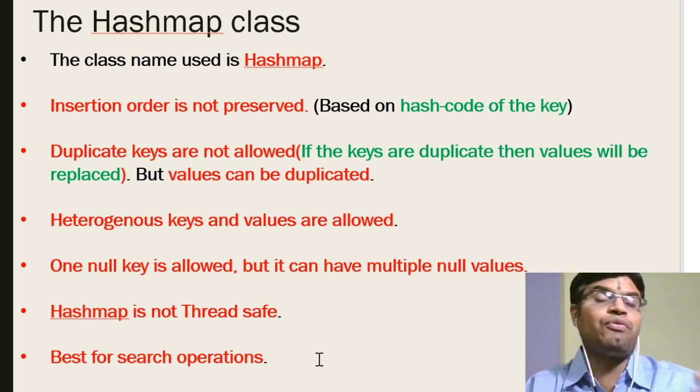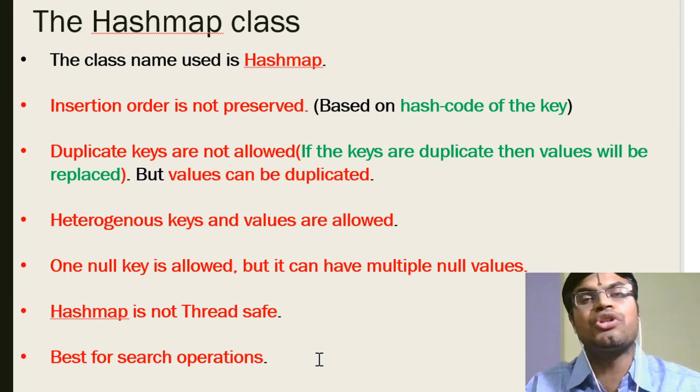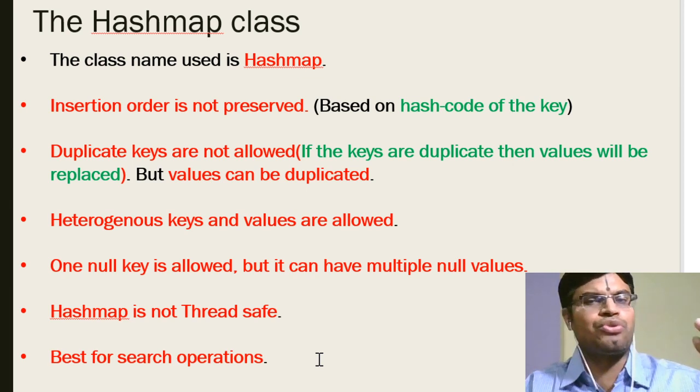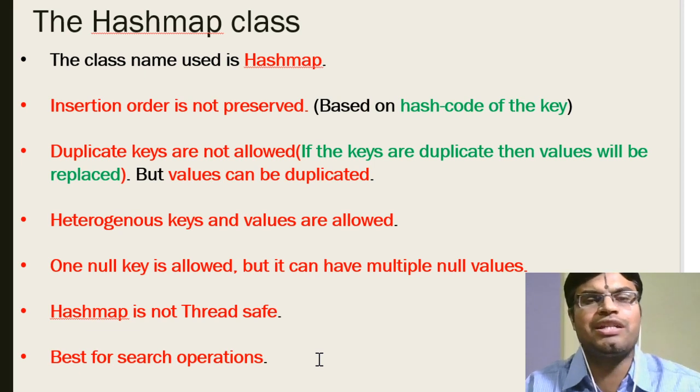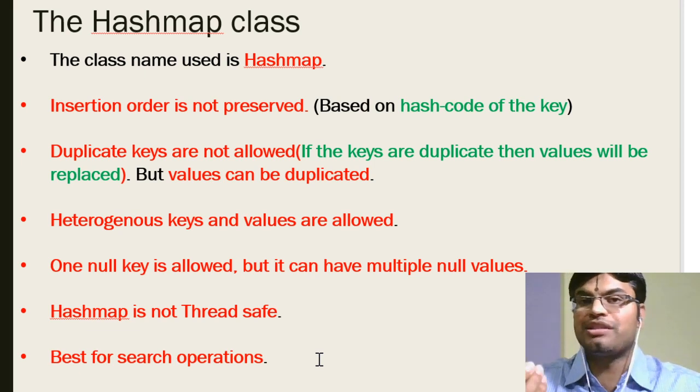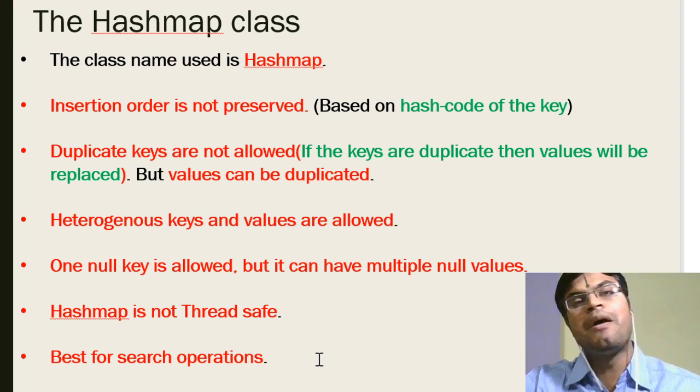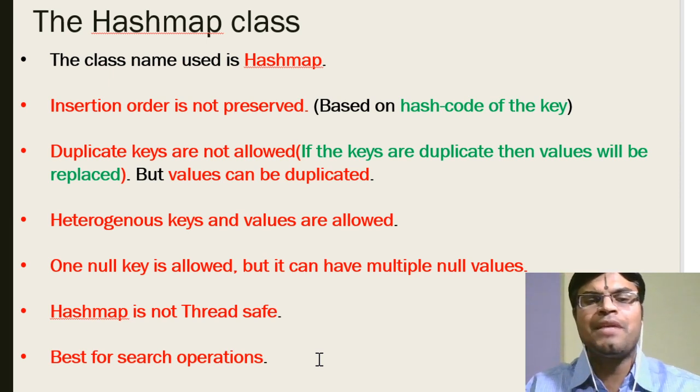Fourth point, we can have heterogeneous values. I can store an integer value, a string value, a float value, whatever type of value I want. That is what heterogeneous means. So I can have a heterogeneous key as well as value. Next, I have already talked about hash maps can have only one null key and multiple null values. Next, hash maps are not thread safe.